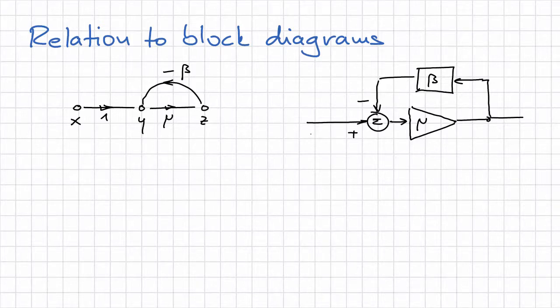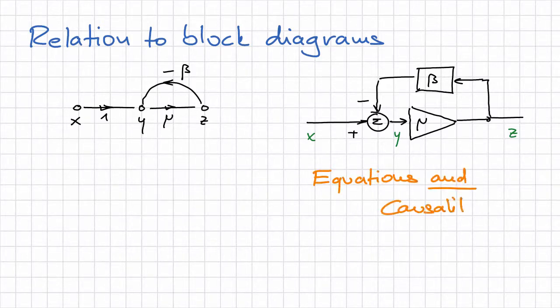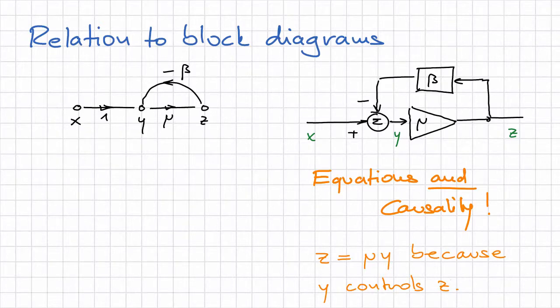In this block diagram, the variables are now also written on the lines. So you already see there's much more to draw for the same content if you use a block diagram instead of a signal flow graph. However, there's one very important thing to remember, and this is that the block diagram normally contains equations as well as causality. The amplifier block doesn't just mean z equals mu y, it means z equals mu y because y controls z.